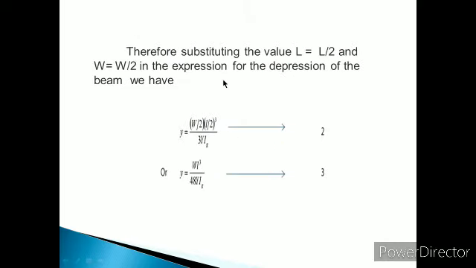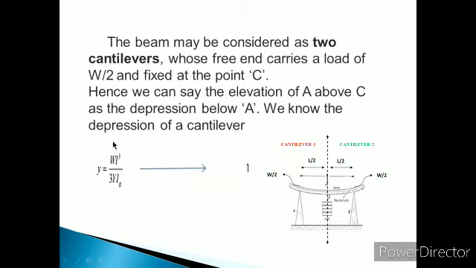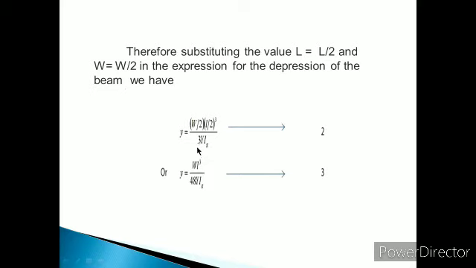So substituting L is equal to L/2 and W is equal to W/2 in the expression of the depression of the beam. This is the formula for the cantilever. Here W is equal to W/2 and L is equal to L/2. So substituting, Y is equal to W/2 and L/2 whole cube by 3YIG. We get the value of Y, that is the depression of the beam by the method of Young's modulus. On simplification, Y is equal to WL cube by 48YIG. This is our requirement, the depression of the beam by the method of non-uniform bending.